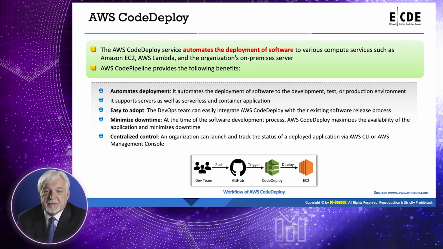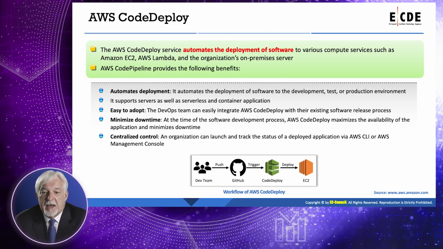AWS CodeDeploy is a service that automates the deployment of software to various compute services, such as Amazon EC2, Lambda, and the organization's on-premises server. It provides the following benefits. Basically, it automates the deployment. Again, minimizing the human error factor kind of side. It automates the deployment of software to the development, test, or production environment. It supports servers as well as serverless and container applications, which is good. It gives you some flexibility in what infrastructure you're pushing to.